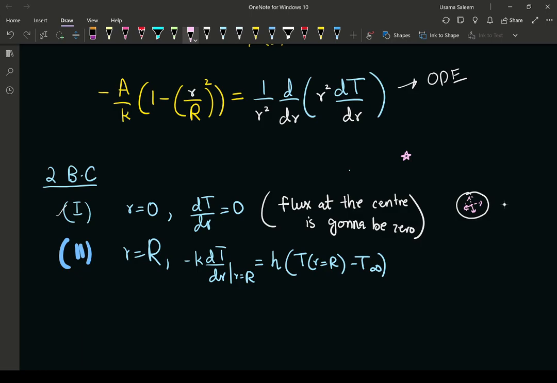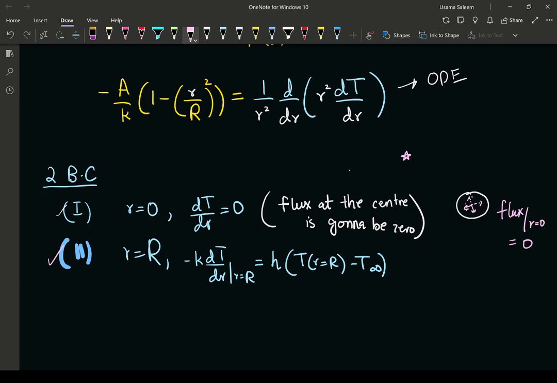So the flux at r equals 0 is going to be 0 because the fluxes from different directions are going to cancel each other out. Good. And the second boundary condition comes from Newton's law of cooling. So that's how our sphere is being cooled in this problem.